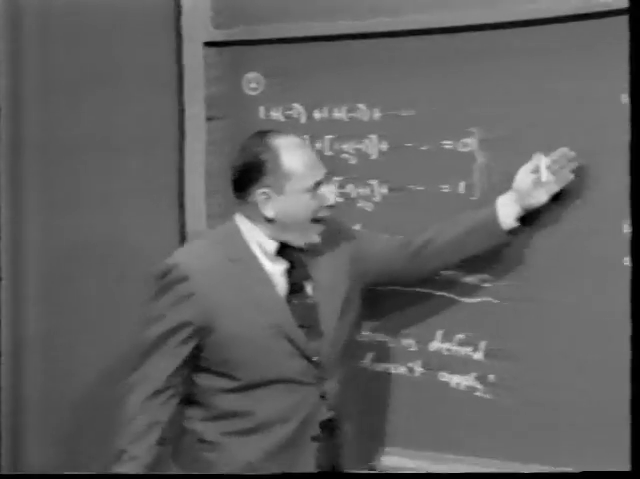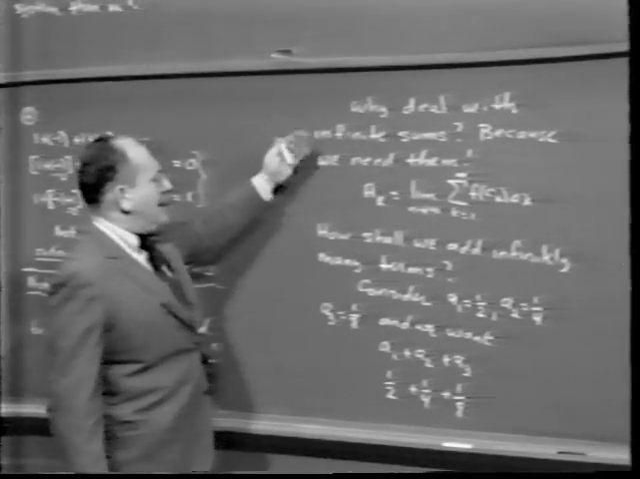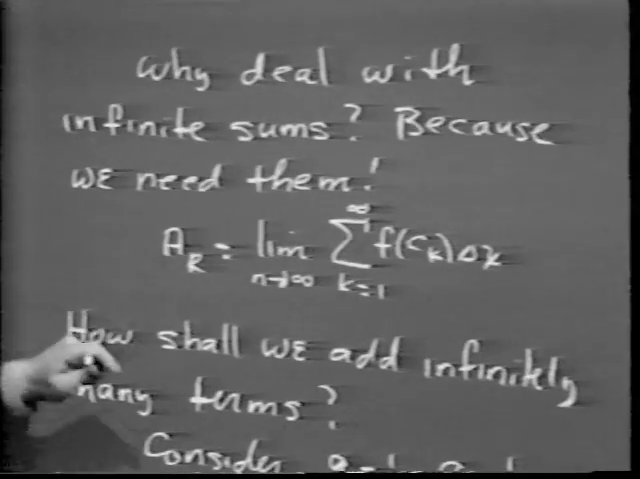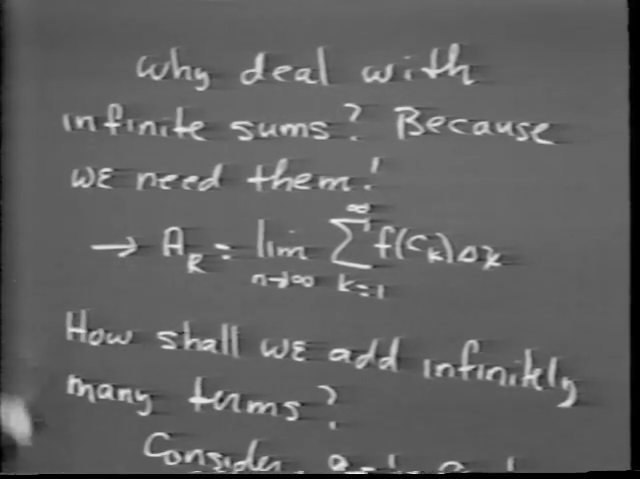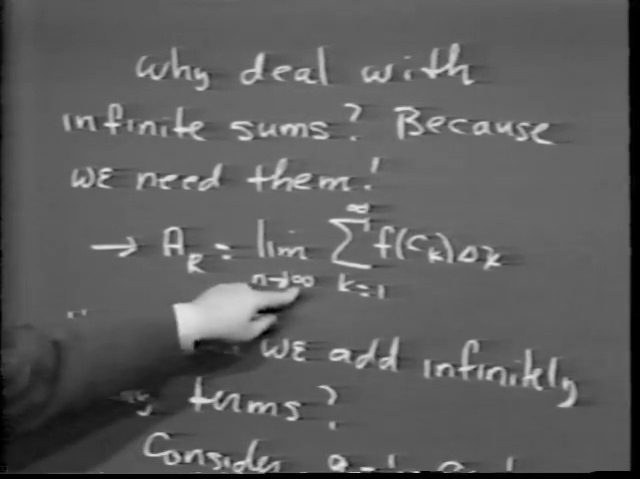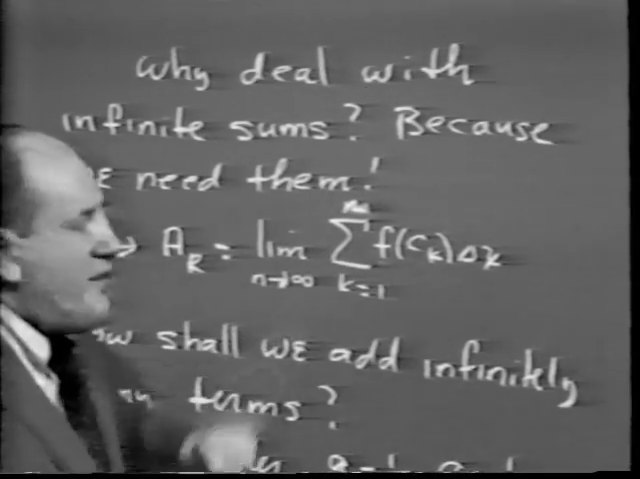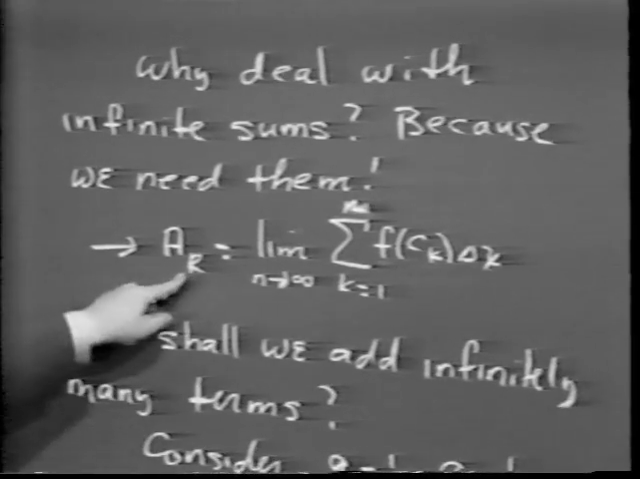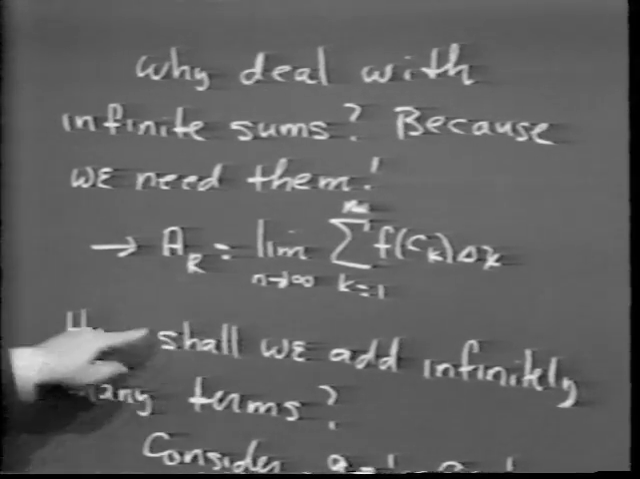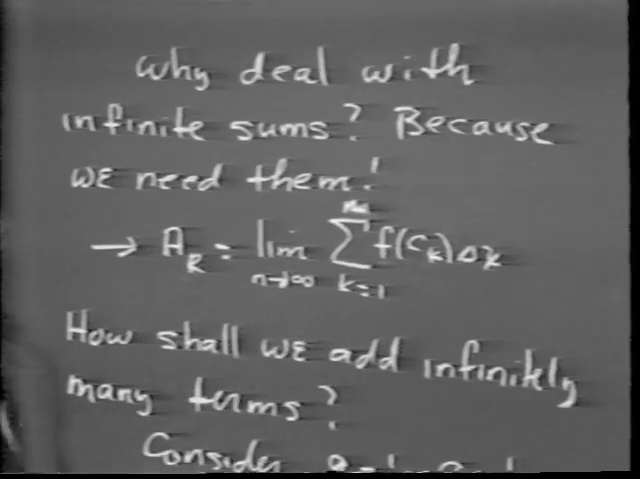For example, why do we need it? Why deal with infinite sums? Well, because we need them. Among other places, we've already used them. For example, in computing areas, we've taken a limit as n goes to infinity of the summation, k goes from 1 to n, of f of c sub k delta x, you see? And we need this limit. And so the question comes up, how shall we add infinitely many terms?